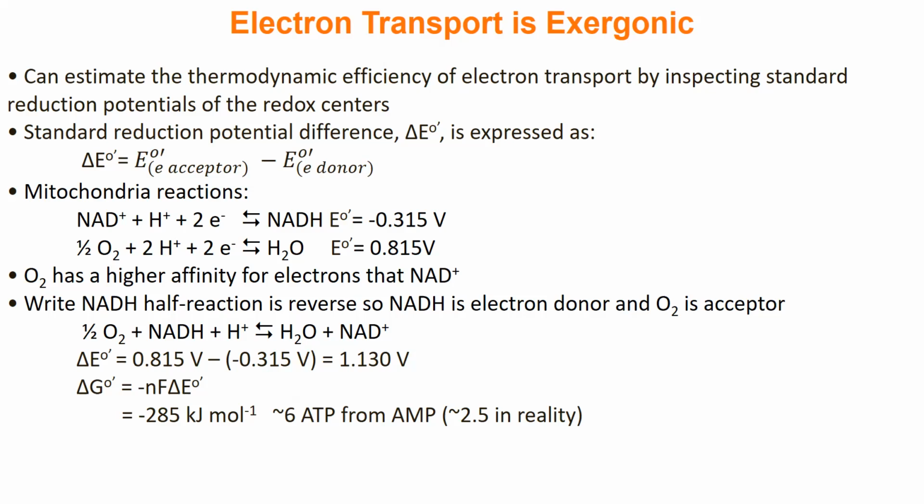You break that down into how much ATP you can make, and theoretically, you can make 6 ATP from 1 NADH. In reality, we can only make 2.5. Can anyone think of the reason why we don't make 6 ATP for 1 NADH? We only make roughly 2.5. What would be that reason?